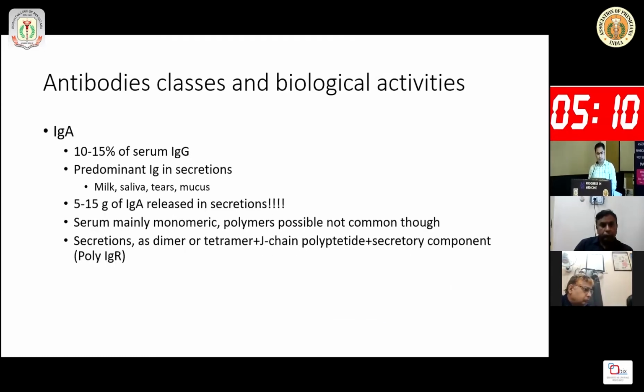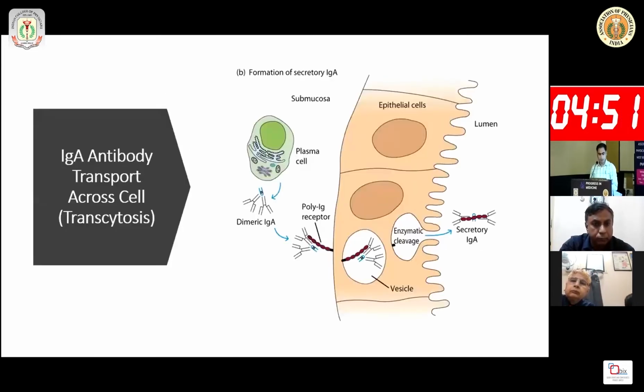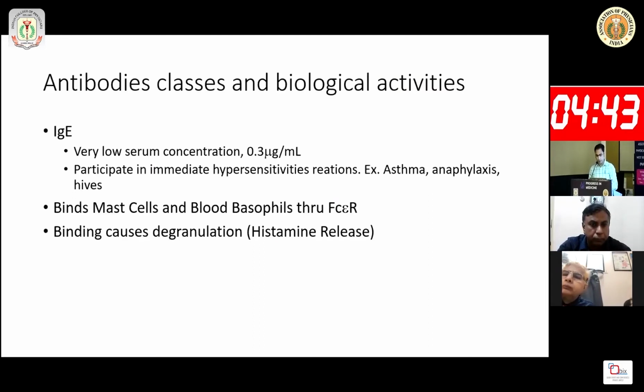Coming to the next antibody, which is IgA, it consists of 10 to 15% of the serum immunoglobulins, and it is predominantly found in the surface mucosa, milk, saliva, and tears. It is mainly dimeric in nature, and it can also be monomeric. Now, this picture shows the transport of IgA across the cell. I'm not going to delve into the detail of that because it will consume some time.